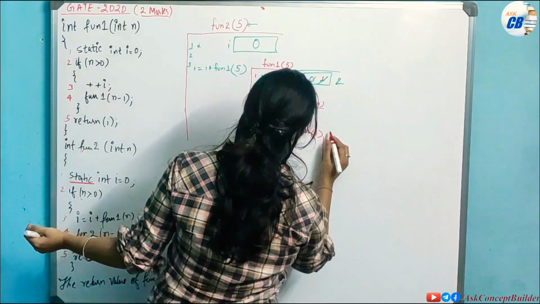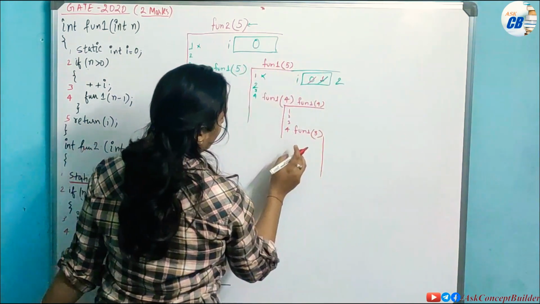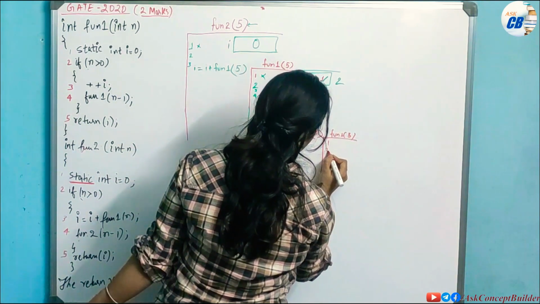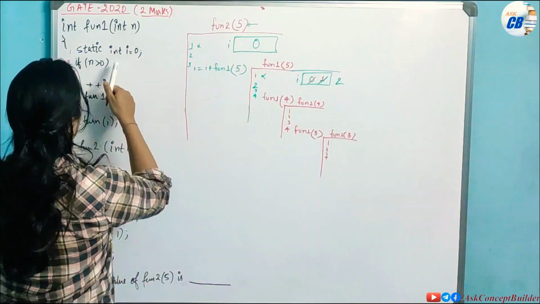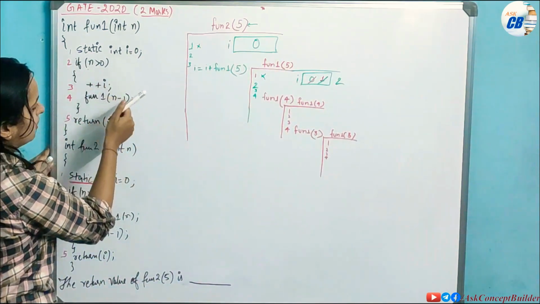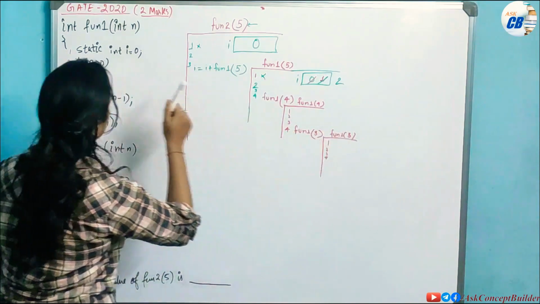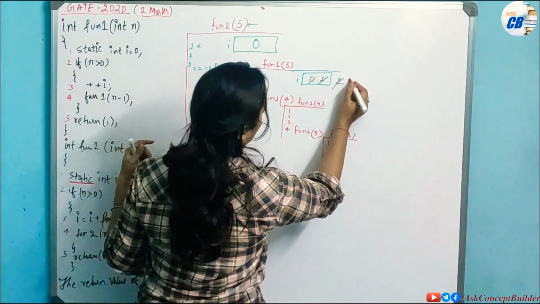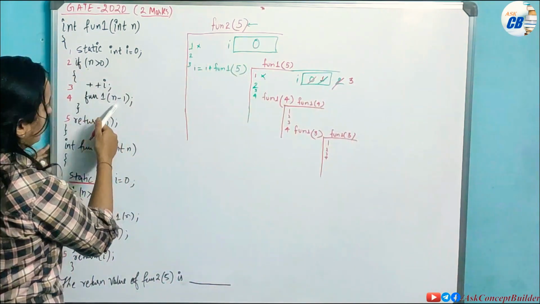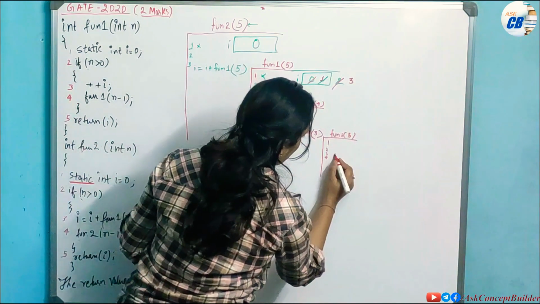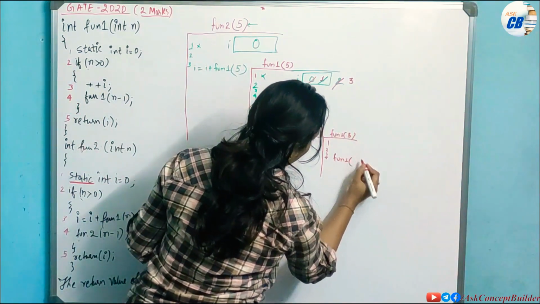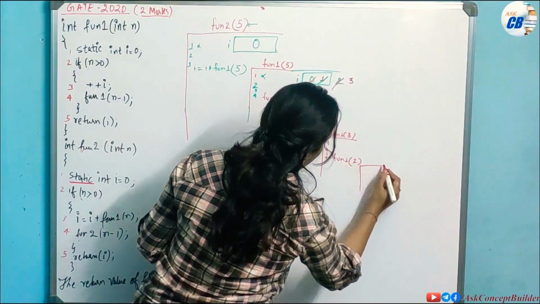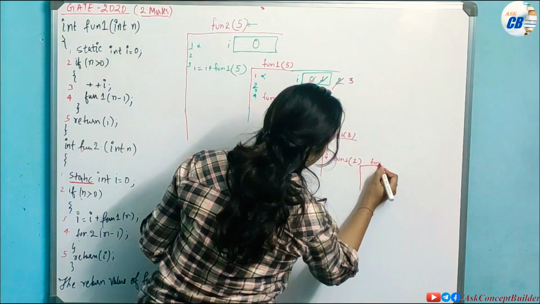Now again we have to call this fun1 function with the value 3, and all the statements will be executed. The first, static int i equals 0, will not be executed. Now n greater than 0: 3 is greater than 0, yes, the condition is true. Now ++i means the i value is incremented from 2 to 3. Then at the fourth statement it will call fun1(n minus 1), so the n value is 2 here. Again we have to call this function, fun1(2).